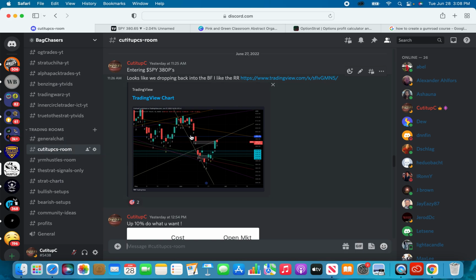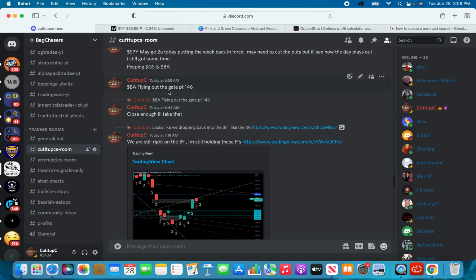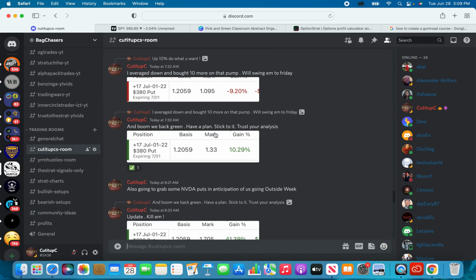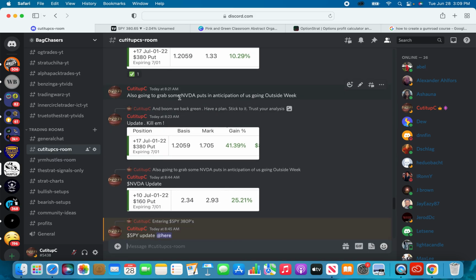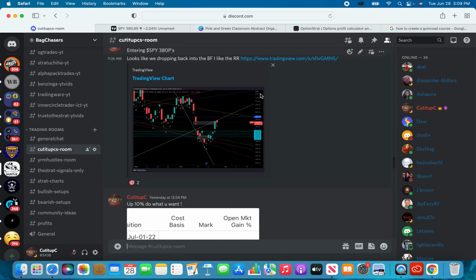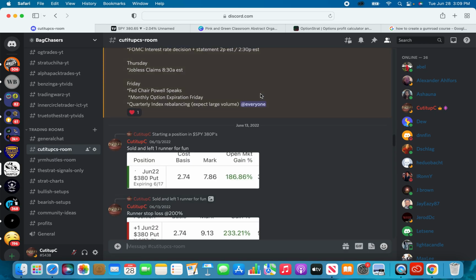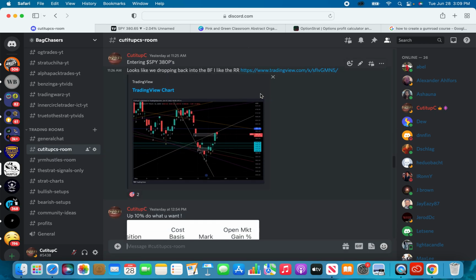So I'm going to do a trade recap of the trades that I took. There are 3 trades that I took from yesterday and today. First one's going to be SPY. We also took BA right here, and I posted that chart as well. And then I also took NVDA puts in anticipation for the outside week, which we are still in and up about 70% on our last runners.